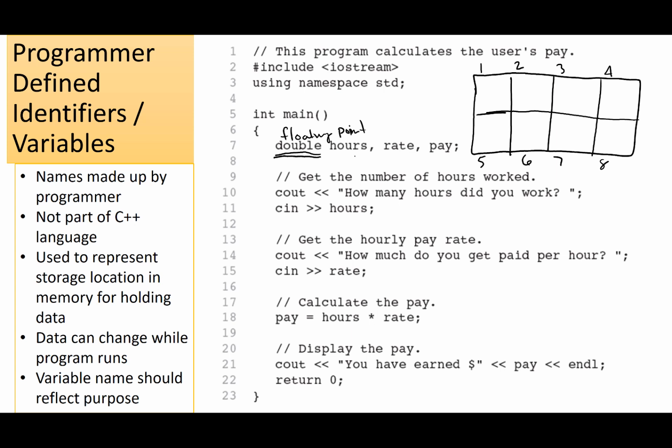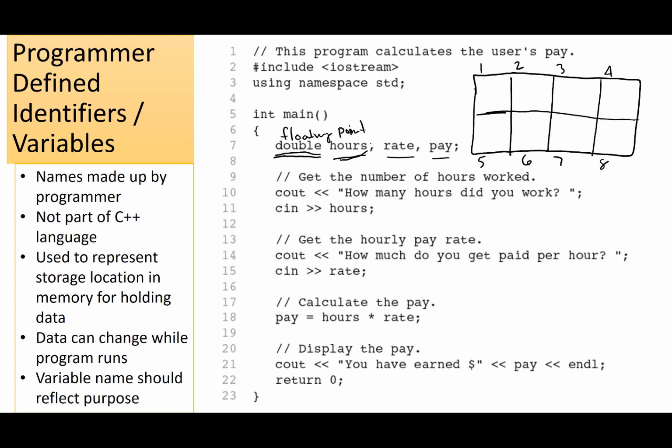But anyway, our variables are hours, rate, and pay. And one thing I want you to notice is that these variables are named things that represent what they are. So hours represents the number of hours worked, rate represents the pay rate, and pay represents the pay. So you always want to name your variables things that represent what they are. Don't name your variables like A, B, C. That's going to make your program really hard to read. It's not going to make sense. So make sure to give your variables names that make sense for what they are.